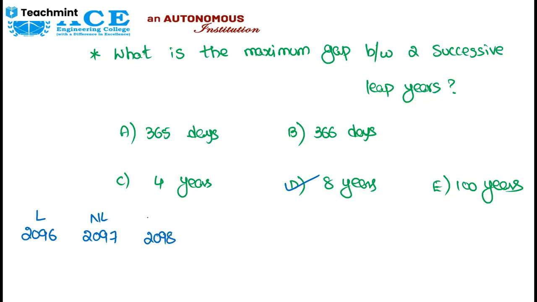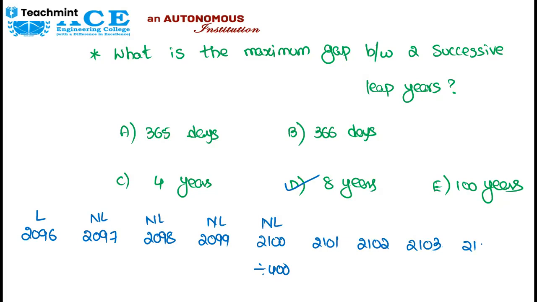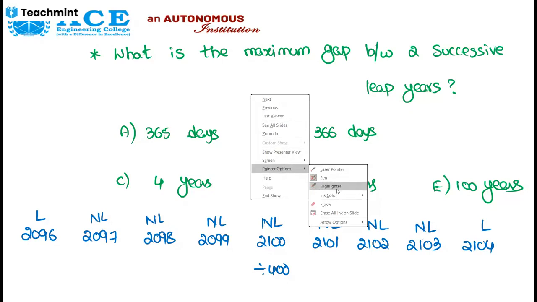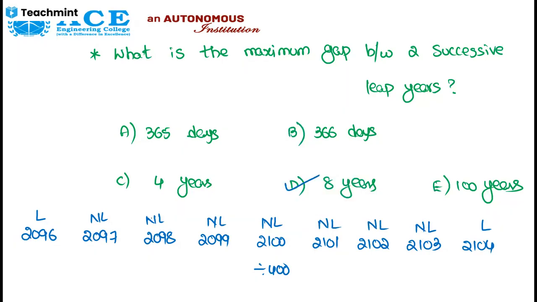98 non-leap year. 99 is not divisible by 4. 100 is a century year. Divisible by 400? No, so it's also a non-leap year. 2100 is a non-leap year. 2101, 2102, 2103 non-leap, 2104 is a leap year. So the maximum gap between two successive leap years is 8 years, my dear friends. Right. Super. Now see the next one.